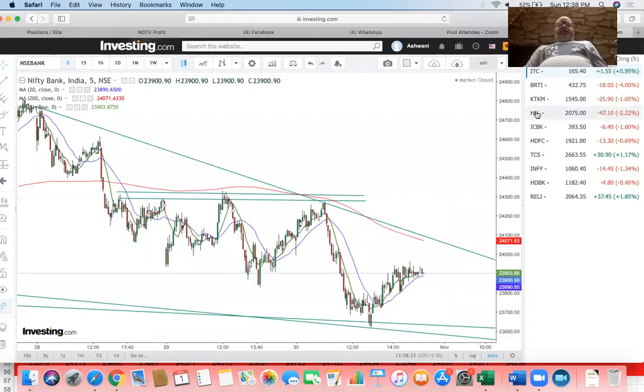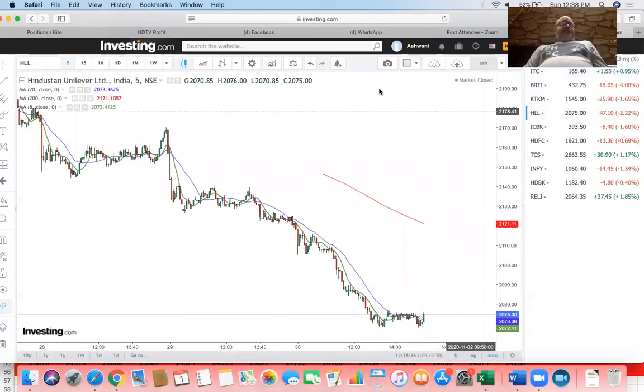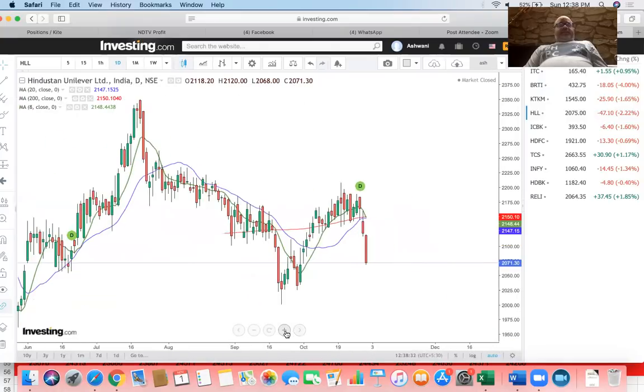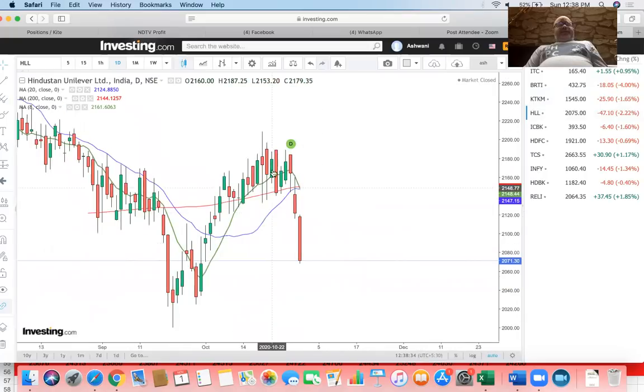Hindustan Unilever. Okay. Here, the daily chart is looking very bad.